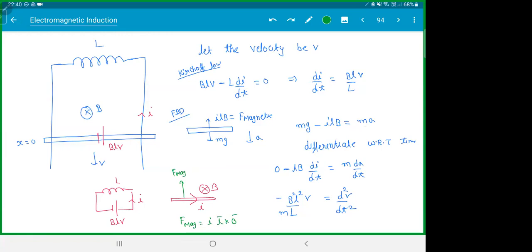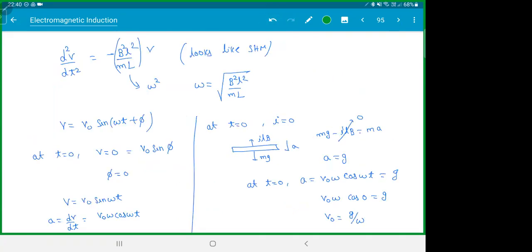ILB will become dA by dt. Substitute this dA by dt in this. From there I got d square v by dt square is minus B square L square over m L times v. This looks like SHM.